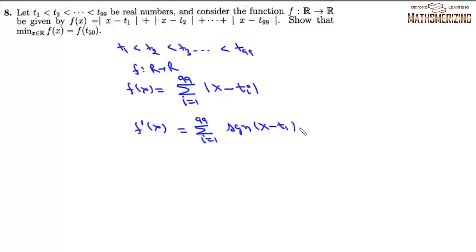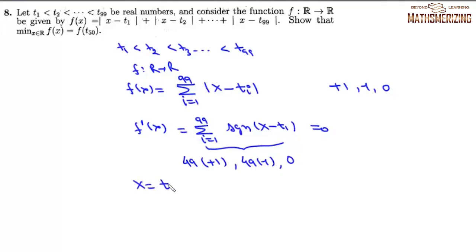Now we know that any signum function is either plus 1 or minus 1 or it is 0. Now in this expression we have 99 terms. So this f dash x will be 0 if we have 49 plus 1s, 49 minus 1s and 1 zero. And this is possible if we choose this x to be T50. So f dash T50 will be 0. So we have a critical point at T50.